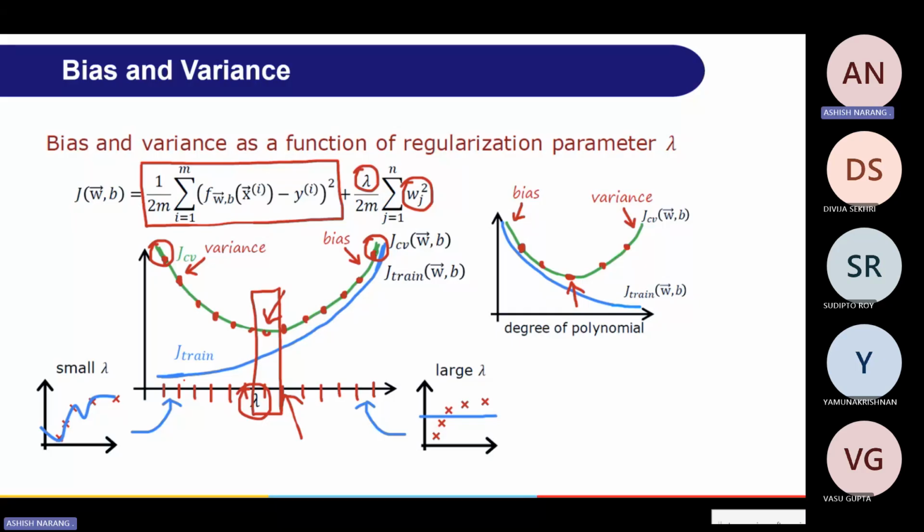Bias and variance is a function of the regularization parameter. So now they are representing bias and variance with respect to that, right? So you look at it, this is one function, the cost function that they have written. This is what the J-train means, the training error.